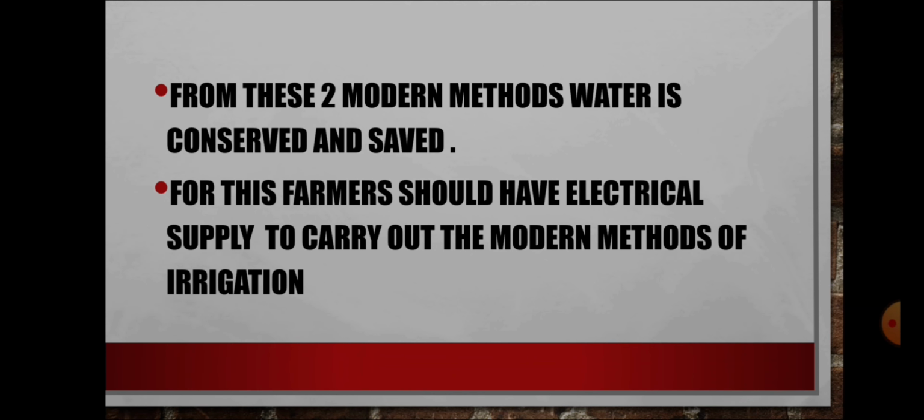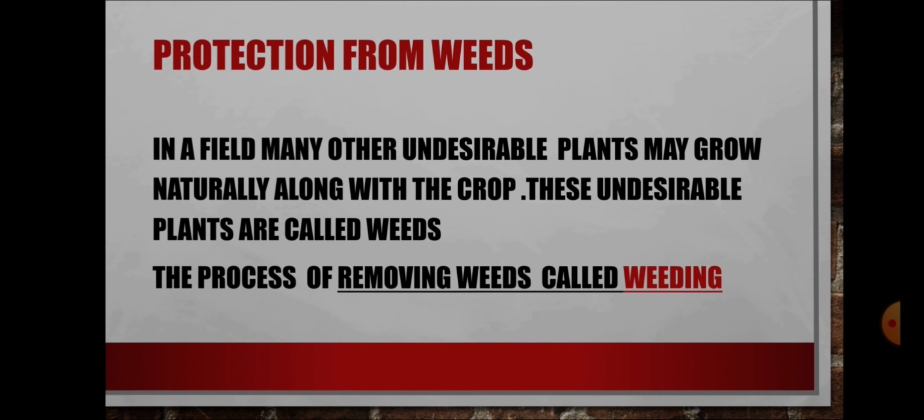In these modern methods, water is conserved and saved. For this, farmers should have an electrical supply. It's very important. Farmers need an electrical supply to carry out these modern methods of irrigation. Okay, next, move on to protection from weeds.